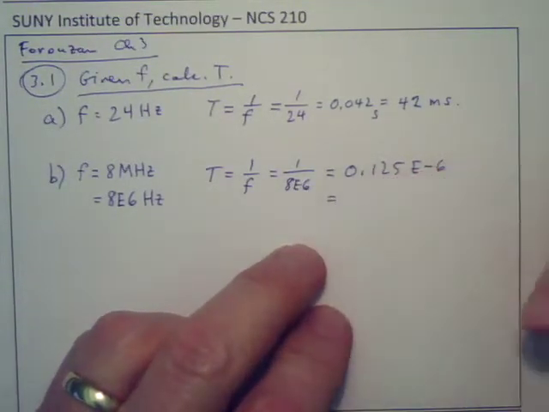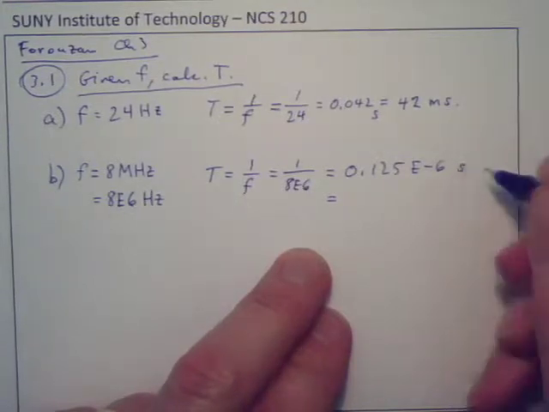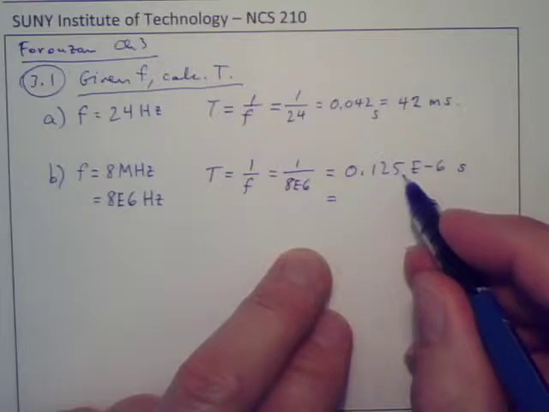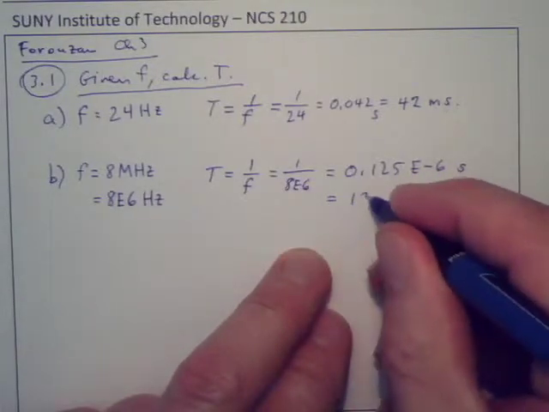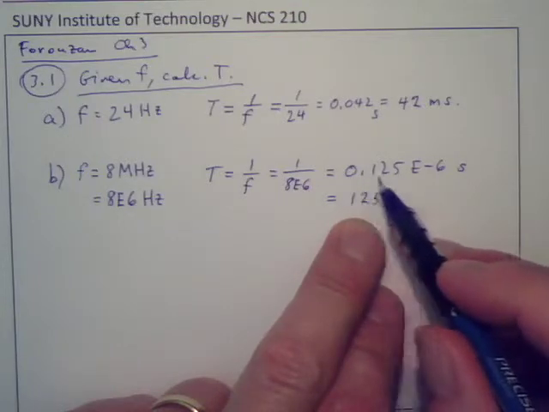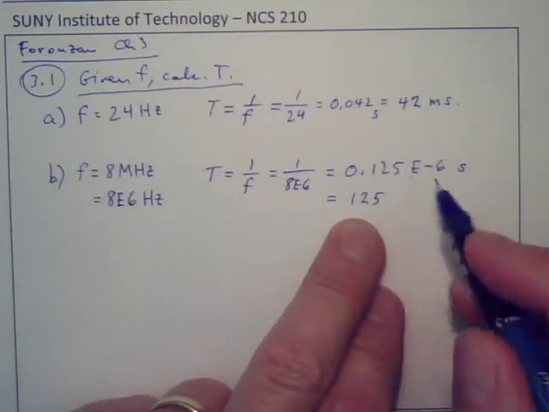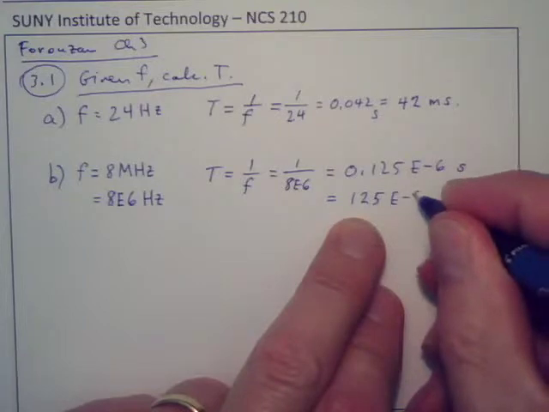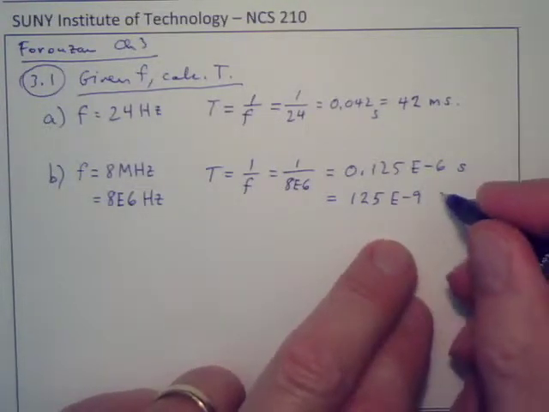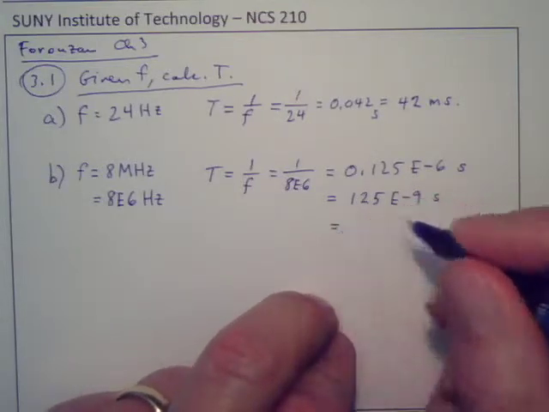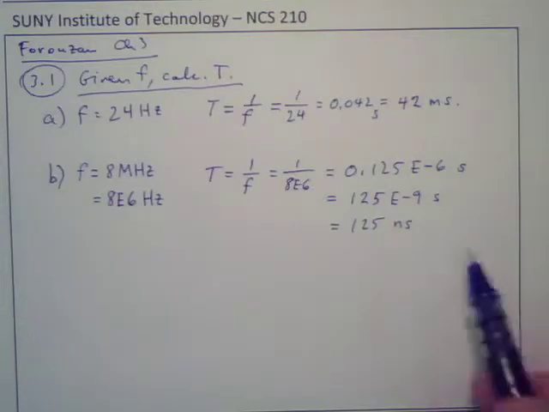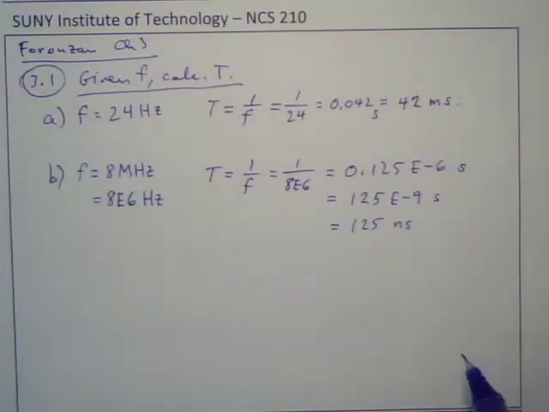And then I'm going to rewrite this as, and this has units of seconds, and then I'm going to multiply by 1,000 and divide by 1,000. When I multiply by 1,000 on the front part here, I have to divide by 1,000 on the exponent. And so this is still in seconds, but now I have 125 nanoseconds. Okay, so a 10 to the minus 9th is a nano.